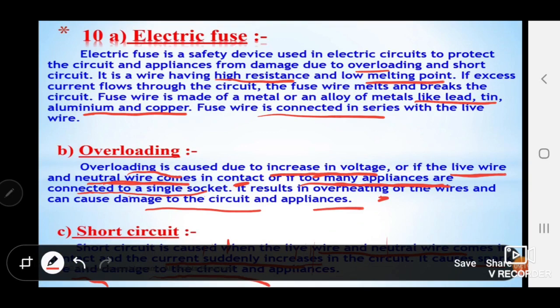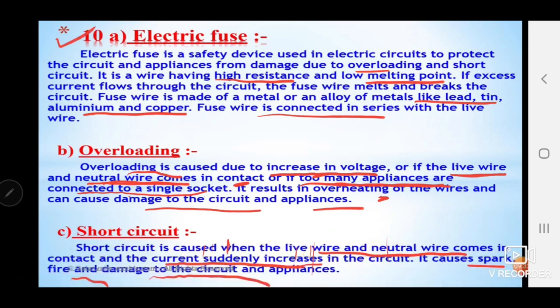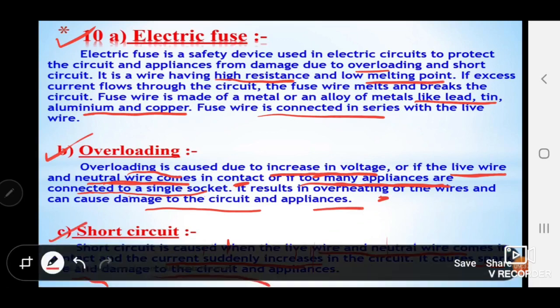So, in this class, the very important questions are the diagram of DC motor, working principle and the use of commutators, which are very important for your exam. Even very important concepts are the electric fuse, overloading and short circuit. So electric fuse is a 100% important question. Definitely you may come across this question in your exam. Whatever concepts I explained about electric fuse, overloading, short circuit, try to keep in mind. Okay, and watch the video, observe the video, understand the concept.